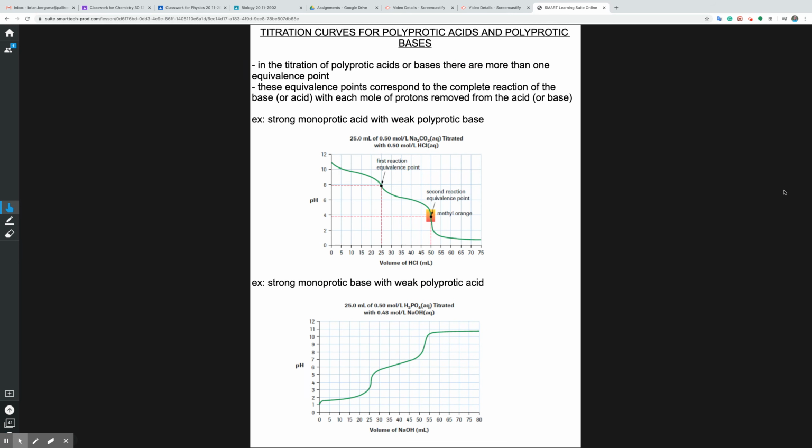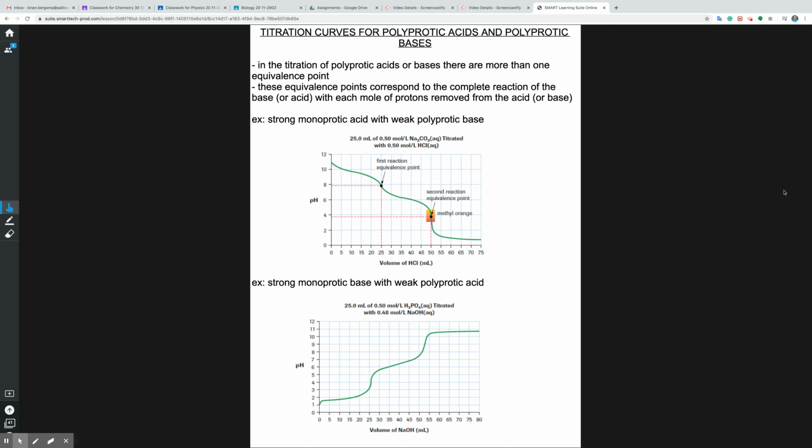Okay, titration curves for polyprotic acids and polyprotic bases. Polyprotic acids have more than one hydrogen, and that's what makes them polyprotic. Polyprotic bases can accept more than one hydrogen. So really what you're going to see here is that they have more than one equivalence point. You don't have to know where they are. You just have to know what they look like.